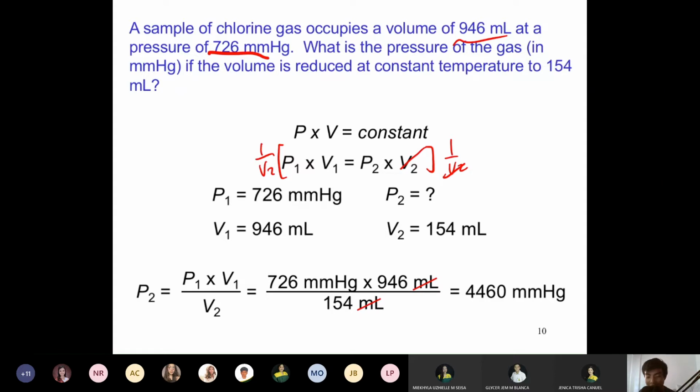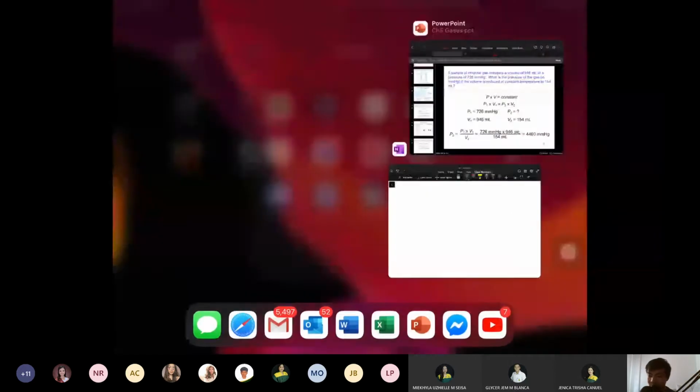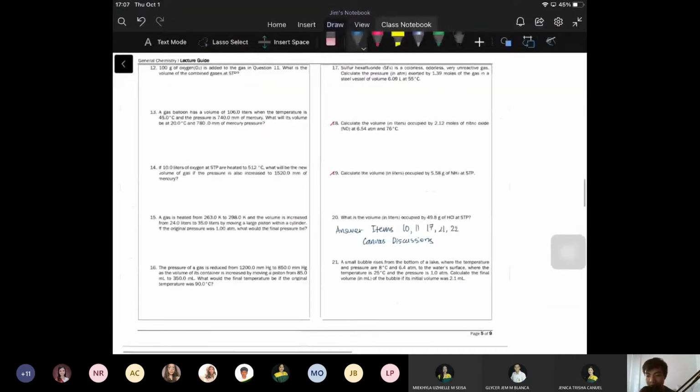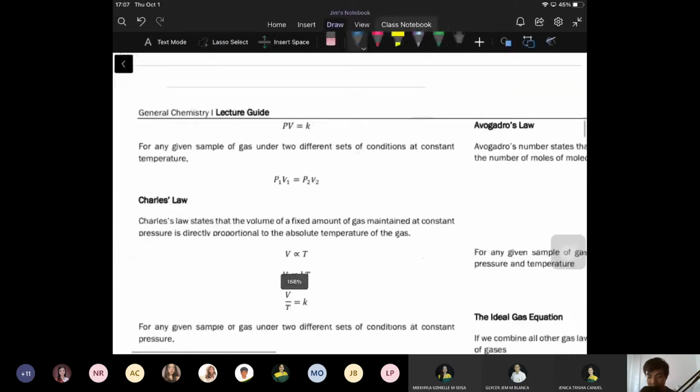Anyway, so punta naman tayo dito sa next gas laws dito na lang sa PDF. Okay. So andito naman lahat eh.